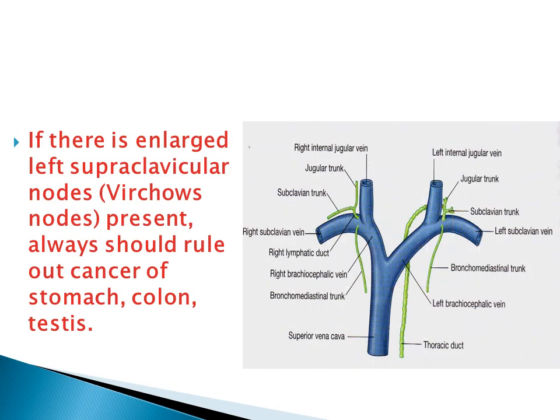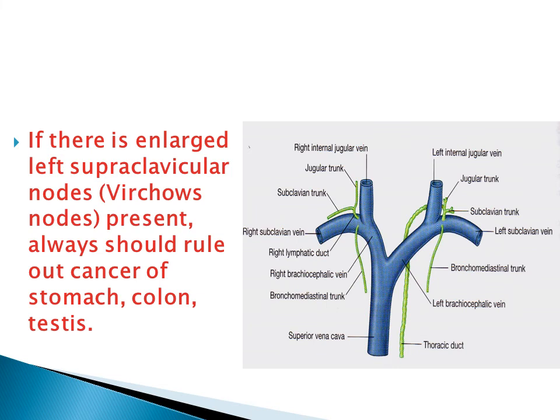Next is regarding the Virchow's node. Earlier we had mentioned that if the left supraclavicular nodes are enlarged, we should be very careful. Why is it so? This is because when there is a left supraclavicular lymph node enlargement, we have to suspect a malignancy, because abdominal tumors like gastric cancer usually spread via the lymphatic system. They spread through the lymphatics and reach the left supraclavicular lymph nodes. So there is a Virchow's node.